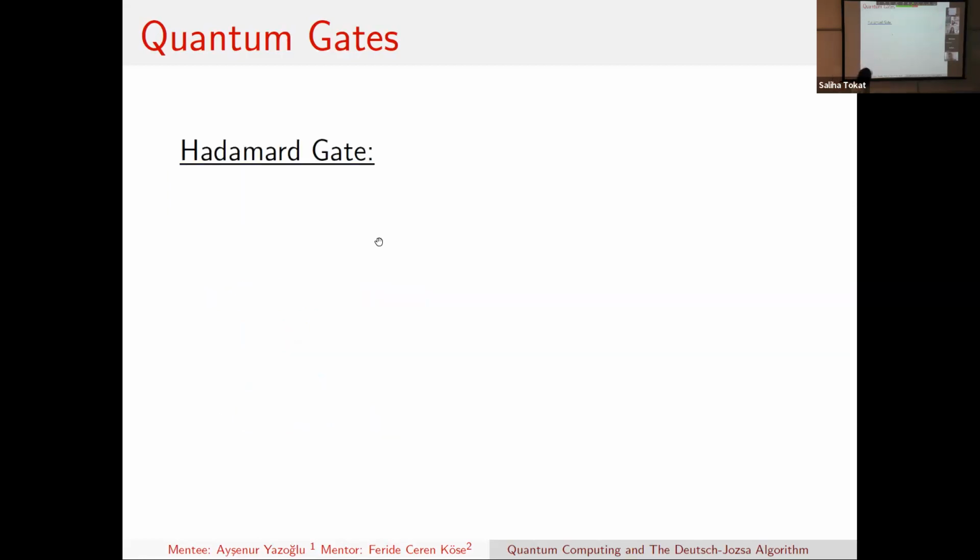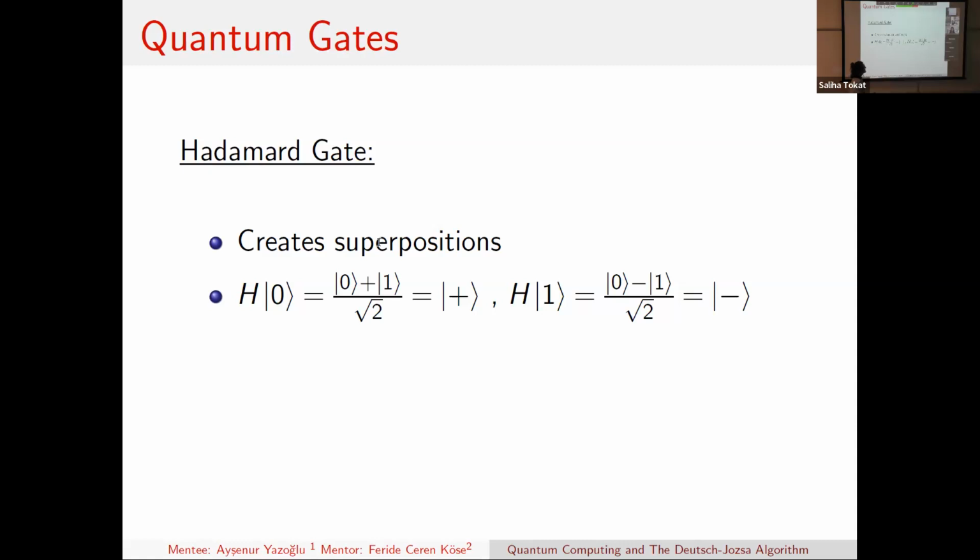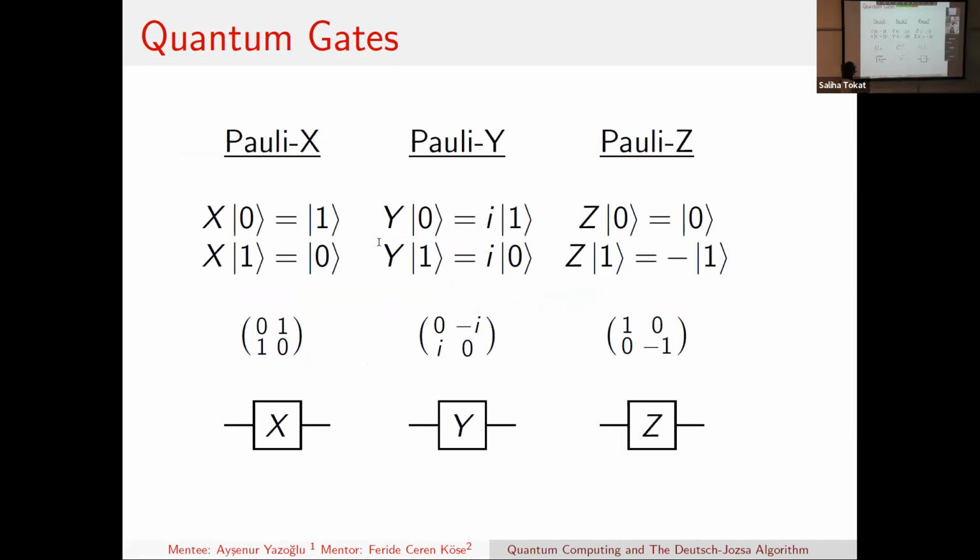So the Hadamard gate creates superpositions. It takes the states and maps them to other states: it takes state 0 and maps it to state plus, and takes state 1 and maps it to state minus. This is its matrix representation. And we can show it like that in a circuit. So these are the Pauli gates. Pauli X gate here flips the state. And you can observe Y and Z here.